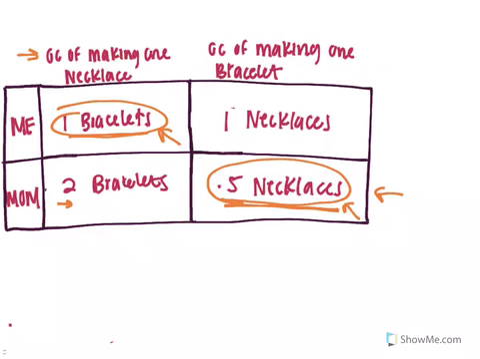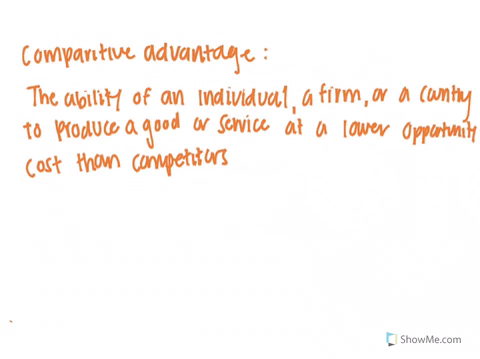This is because even though my mother can make more necklaces in 10 hours than I can, the opportunity cost for making necklaces is higher than for me, because when she makes necklaces, she gives up more bracelets than I do. So even though she has an absolute advantage over me in making necklaces, it is more costly for her to make necklaces than it is for me. But then again, her opportunity cost for making bracelets is lower than mine.